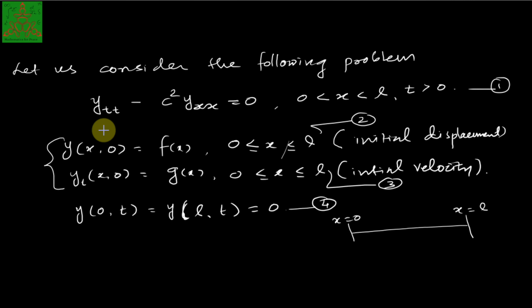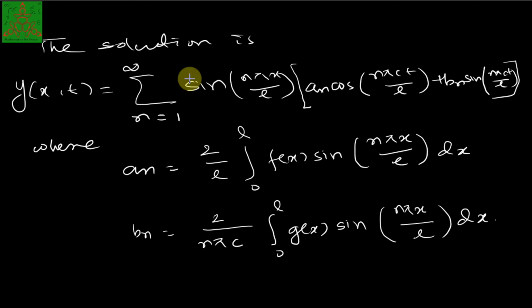We can conclude that if you have the vibration of a string of finite length, or a wave equation of finite length, given with the initial conditions, that means the displacement is given as f(x) and the initial velocity is given as g(x), and these two boundary conditions are given, then you can write down the solution in this form: y(x,t) is equal to the summation of sin(n pi x upon L), where L is the length of the string, times an cos(n pi ct upon L) plus bn sin(n pi ct upon L), where an and bn can be calculated using the coefficients of the half range Fourier sine series.